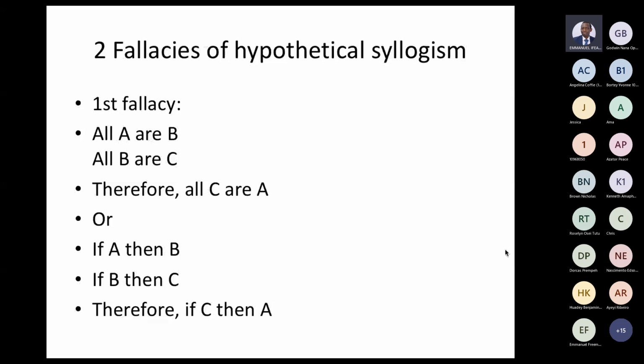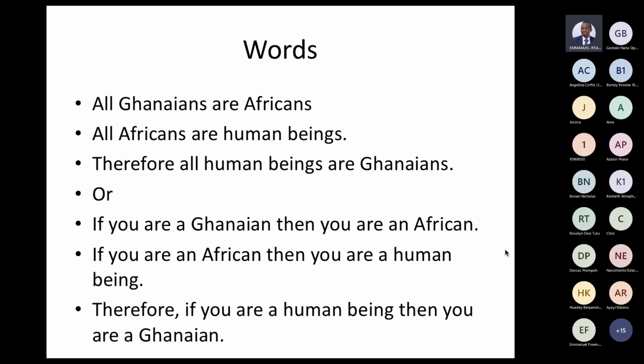Now, hypothetical syllogism has two kinds of fallacies. Let's look at the first fallacy. All A are B, all B are C, therefore all C are A. So instead of saying therefore all A are C, you say therefore all C are A. You interchange the terms so that the first comes last and the last comes first. This is a fallacy. Let's see why by putting it in words. All Ghanaians are Africans. All Africans are human beings. Therefore, all human beings are Ghanaians. So you can see why it's a fallacy.